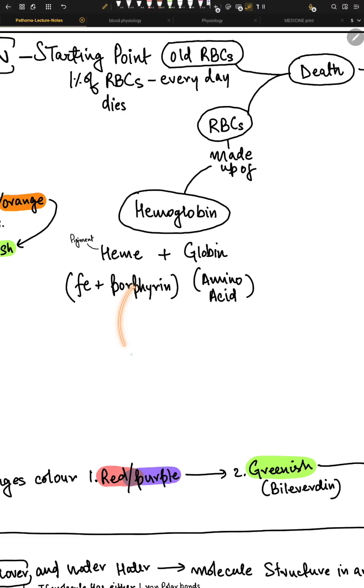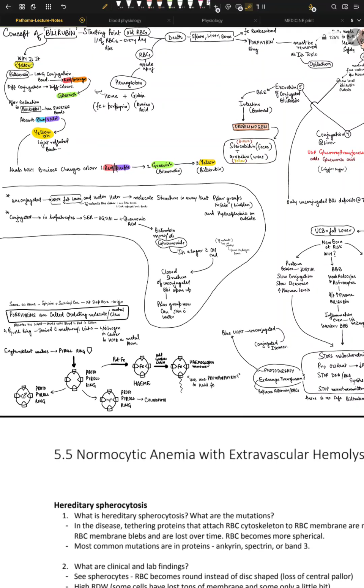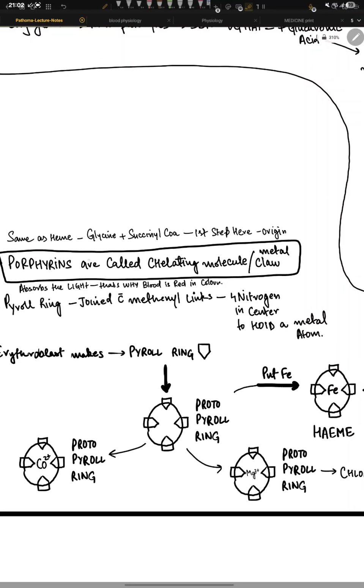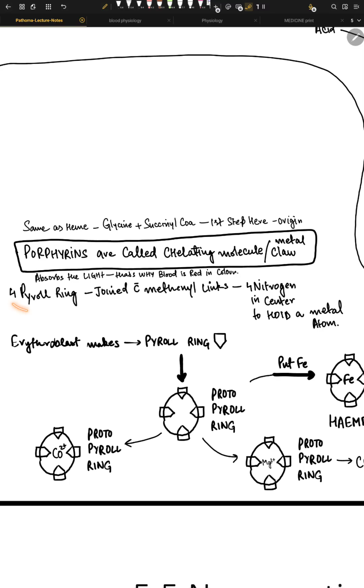I already told you porphyrins are these metal claws that hold the ferrous in the porphyrin ring. What is this porphyrin ring? Porphyrins are called chelating molecules because they are these metal claws. They can bind the iron in it, right? Now, 4 pyrrole rings joined together with methenyl links give us something called porphyrin. Usually 4 nitrogen atoms sit inside the center of this ring, and they are the reason we are able to hold this metal ion in it. That's how we can hold ferrous in it.